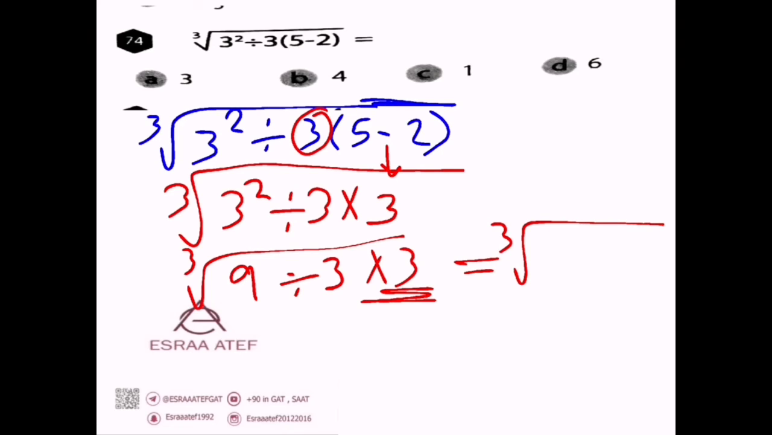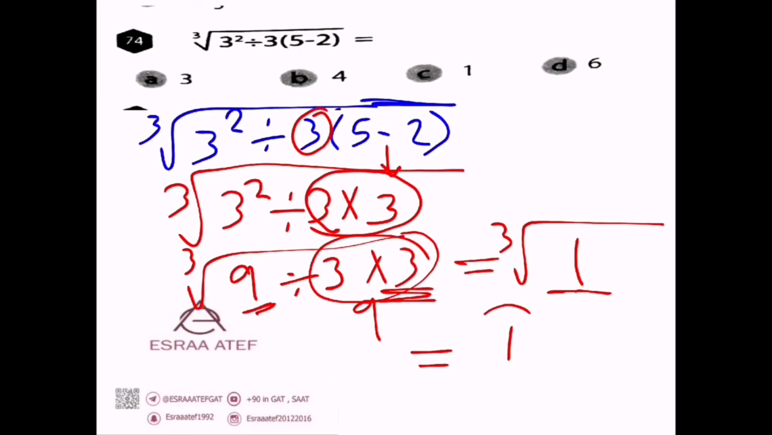So the cubic root of, so here 3 times 3 will be 9. So 9 divided by 9 will be 1. So the cubic root of 1 will be 1. So the answer will be 1.